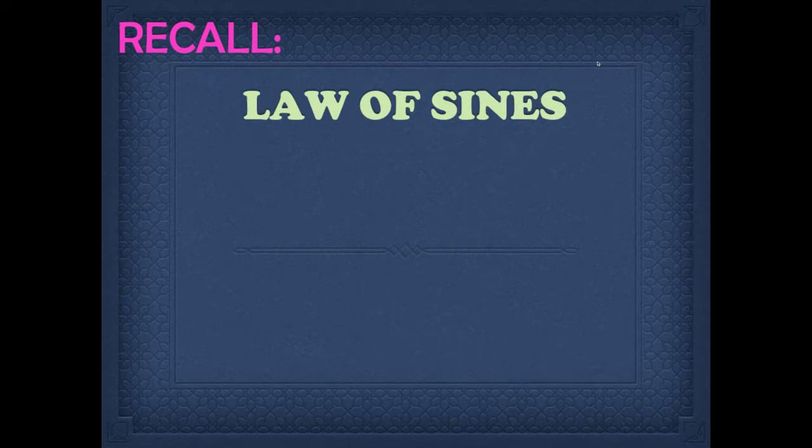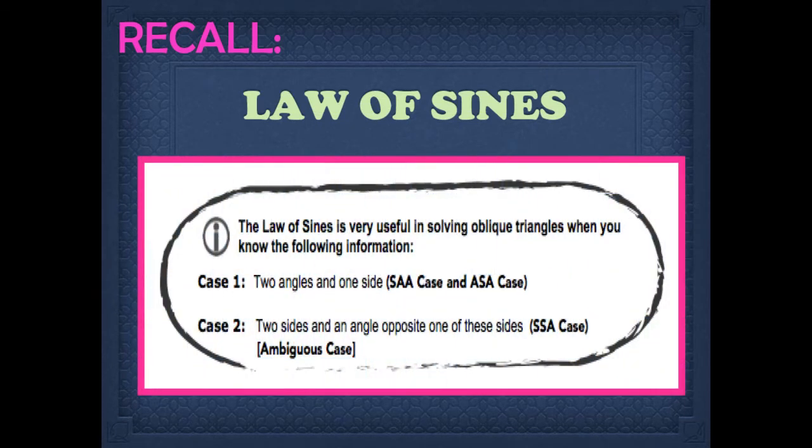Now, recall that the law of sines is applicable in solving triangles when the following cases are present. Case 1, when two angles and one side are given, also known as the SAA case or the ASA case. Case 2, when two sides and an angle opposite one of the sides are given. This is also called the SSA case or the ambiguous case.